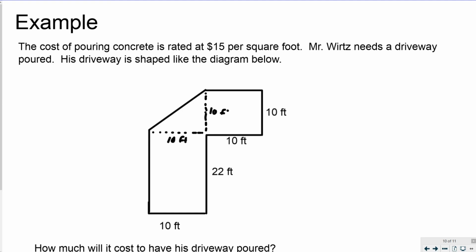Remember that in a problem like this, it says the cost of pouring concrete is rated at $15 per square foot. I need a driveway poured. My driveway is shaped like this. How much will it cost to have the driveway poured? I need to know the total area that's going to be covered. That's what per square foot gives away. This is going to be an area problem.